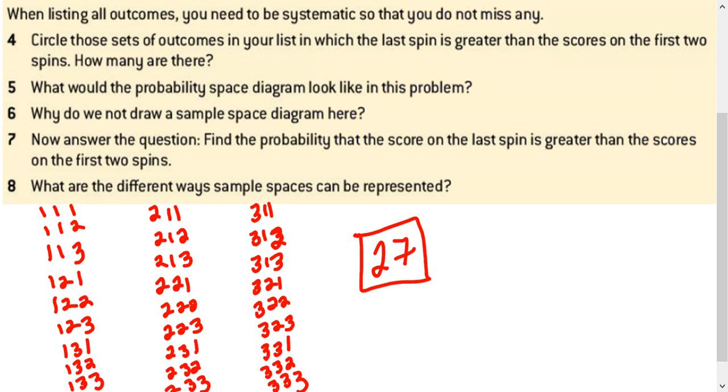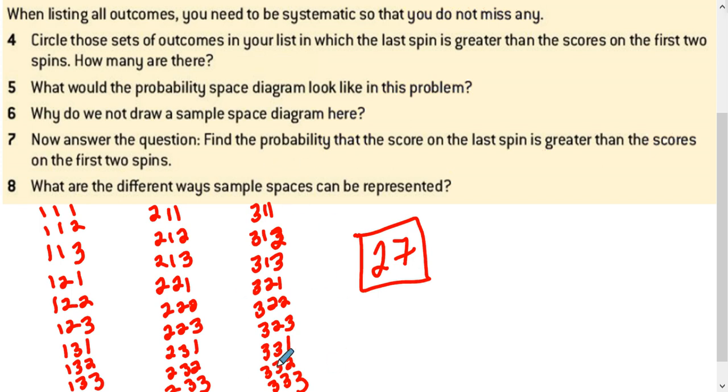Too many outcomes. So when listing outcomes, you need to be systematic, otherwise you're going to miss some. So circle those outcomes in your list in which the last spin is greater than the scores of the first two spins. Let me say that again. Circle the sets of outcomes in your list in which the last spin is greater than the scores of the first two spins. So can I use this column at all?